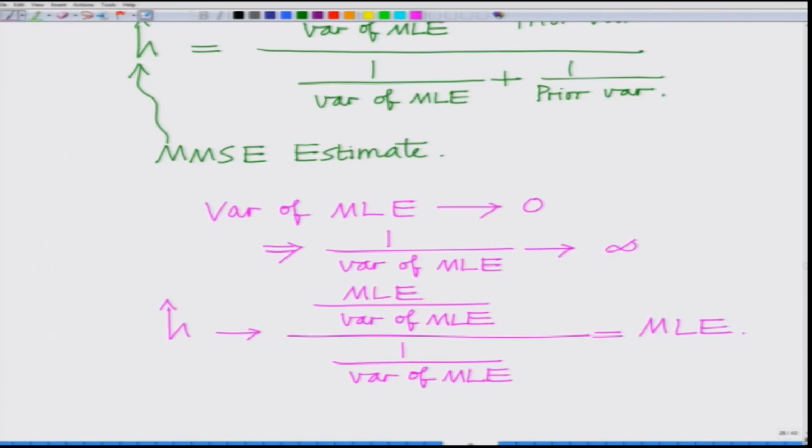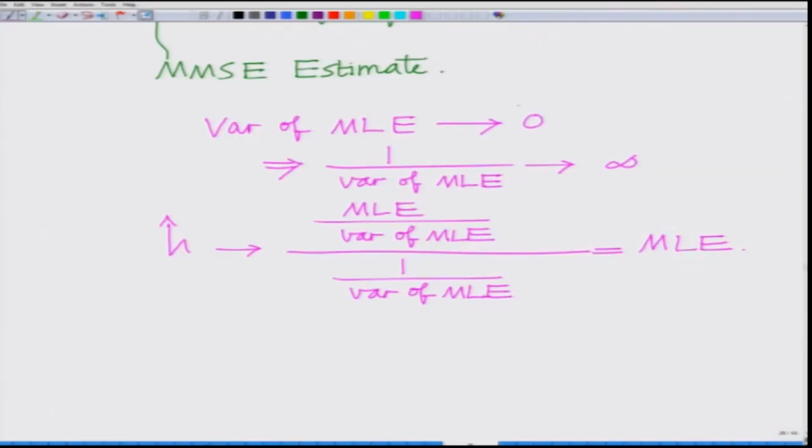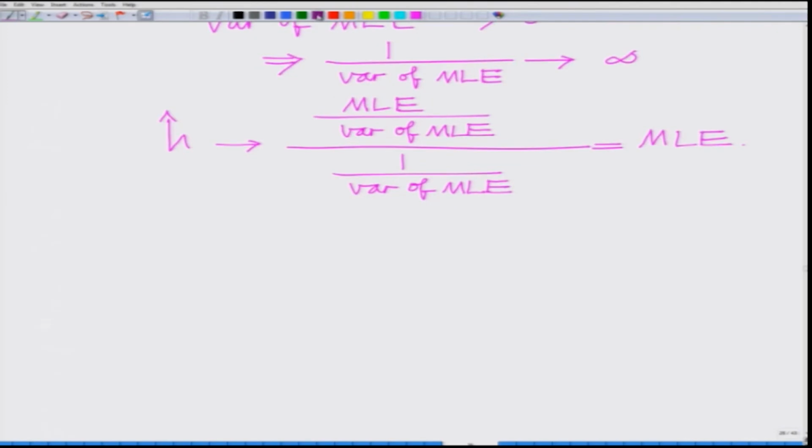What we have is when the variance of the maximum likelihood estimate is very small, that is tending to 0, or in other words it is very small in comparison to the variance of the prior. That is basically what we are saying: sigma square divided by norm x bar square is very small in comparison to sigma h square. Okay, this is the condition. Variance of MLE tends to 0 implies basically your sigma square divided by norm x bar square is much smaller than the variance of the prior.